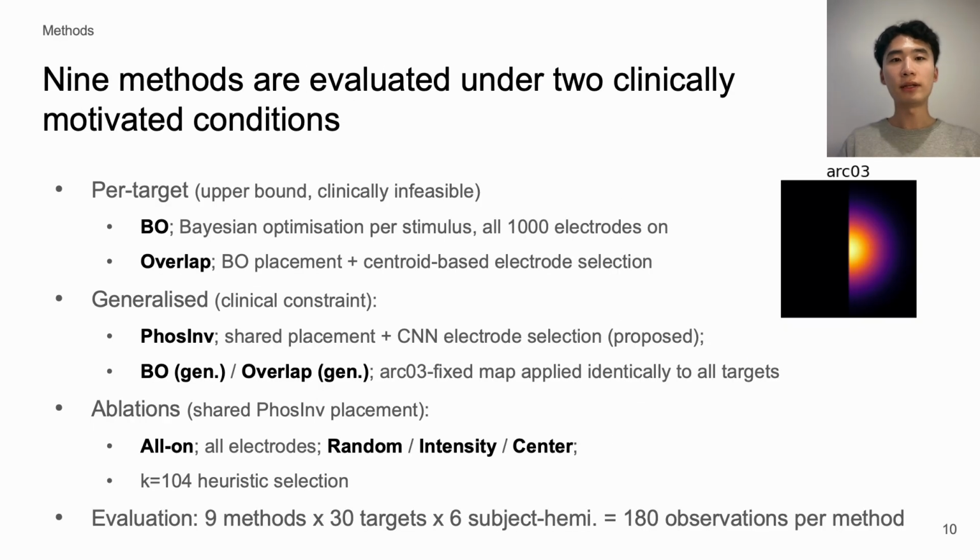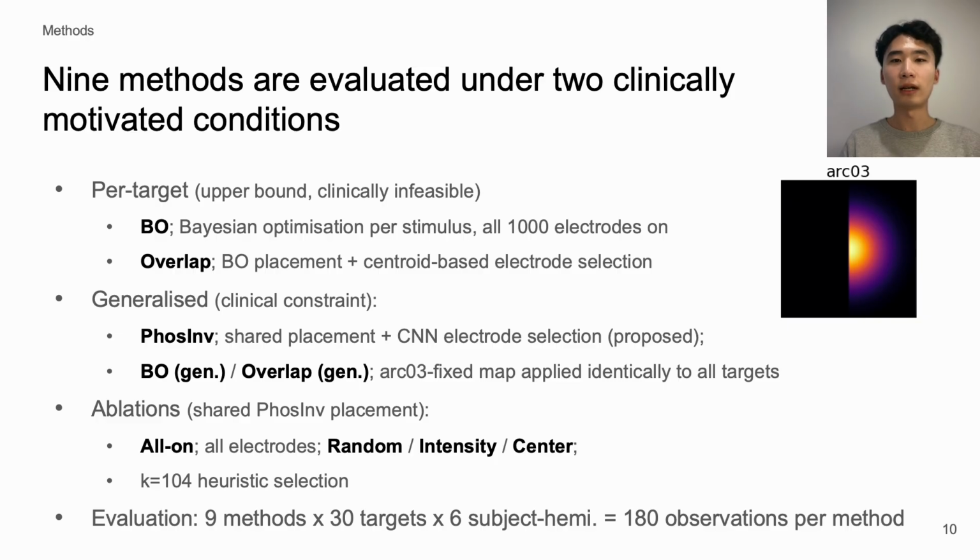We evaluate 9 methods under 2 clinically motivated conditions. The first condition is per target. This is the clinically infeasible upper bound. It includes Bayesian optimization, which fires all electrodes, and overlap, which adds centroid-based electrode selection on top of the same placement. The second condition is generalized, which respects the real clinical constraint of the fixed placement.